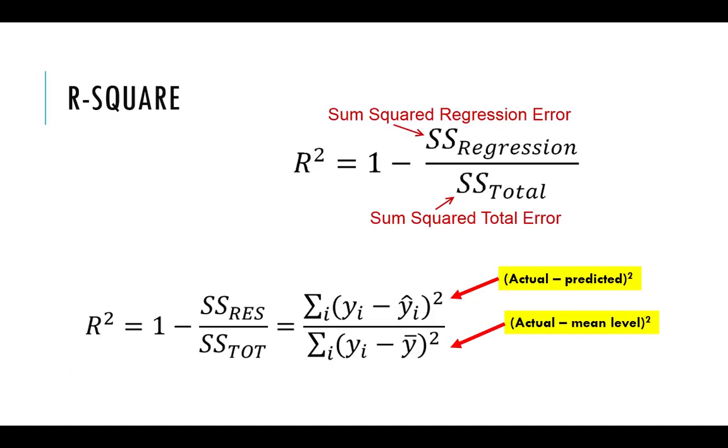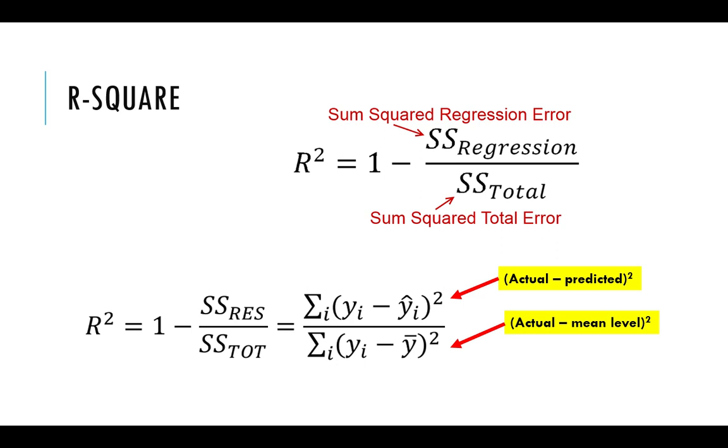Here's the equation for the R-square, and I don't want to intimidate you with this, and I'm not going to ask you to calculate it, but I do expect you to understand it. Let's look at the top part, which says R-square equals 1 minus the ratio between, in the numerator, the sum of the squared regression error divided by the sum of the squared total error. So let's dive into that by looking at it on the bottom, because this will make a little more sense.